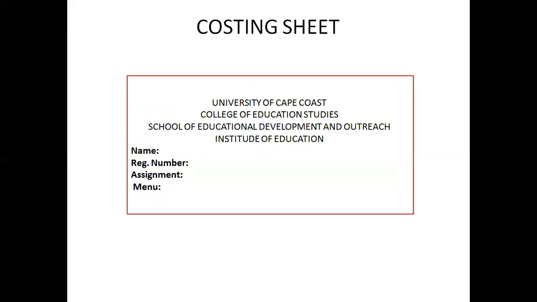So let's take an example. For instance, let's say this one, the name is Miss Christabel Irene Deha. My registration number is boldly written. Then assignment, let's assume, is prepare a meal for an expectant mother or an expectant woman.